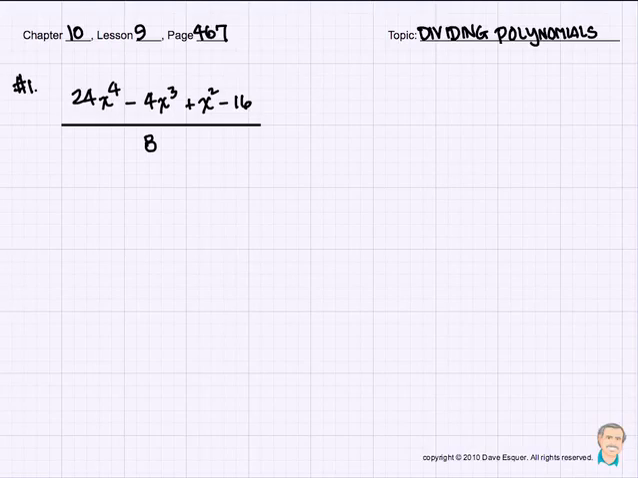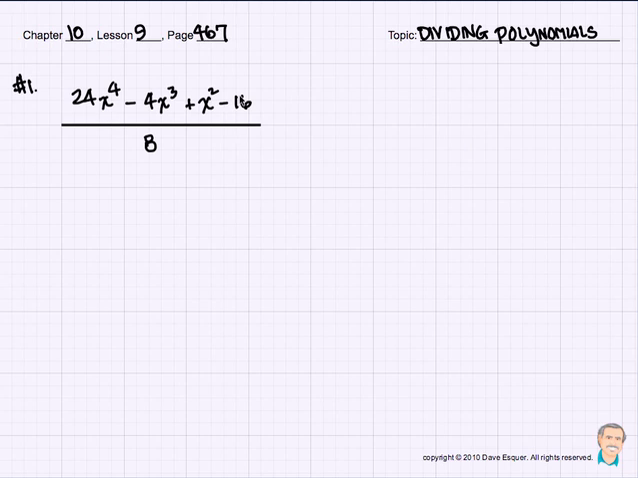Good morning. Chapter 10, Lesson 9 is on page 467. We're going to be talking about dividing polynomials, and we're going to be talking about synthetic division in the next problem. But these that have just a single divisor on the bottom are kind of no-brainers. So we can break these up.